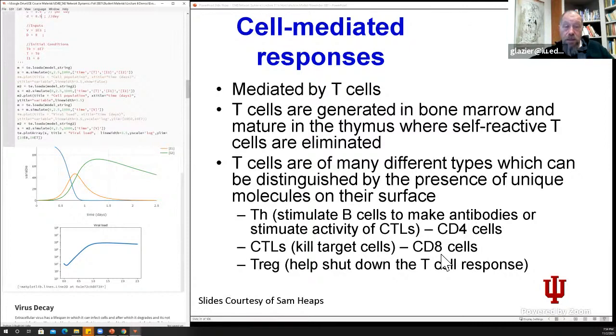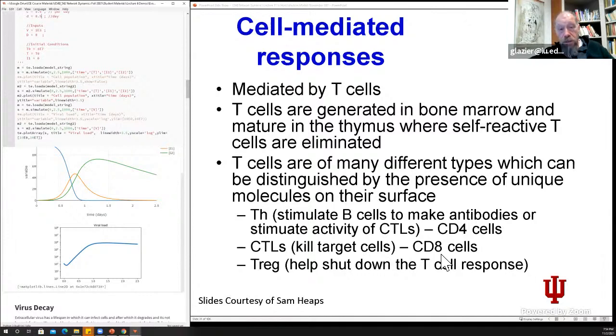And so this shutdown mechanism is very important. We're not going to be modeling it in detail, but if somebody really wanted to think about how the future of modeling worked, modeling the shutdown of the immune system is something that really needs to be studied a lot more.